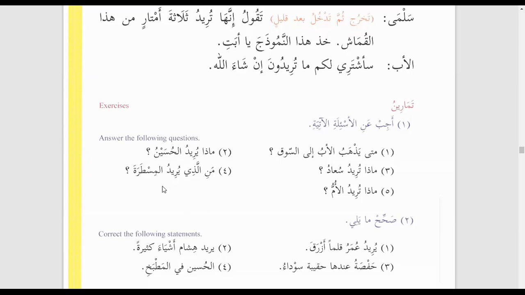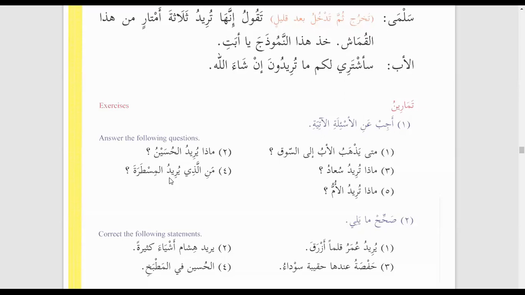Okay. Man alladhi yuridul mistarata? Who wants the ruler? Okay, so Suadu, yuridu or turidu? Suad is feminine. Because for anta and hiya, it is turidu, right? Yes, so turidu Suadu al-mistarata. Suad wants a ruler. Turidu is a little bit confusing because it can be you want and it can be she wants. So we will differentiate from the context whether we are talking to the second person or about the third person. In this case, Suad is a name, and the name will always be third person.